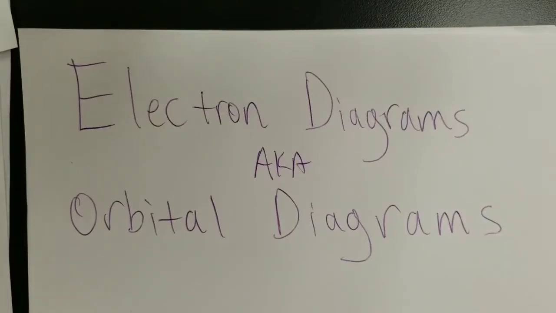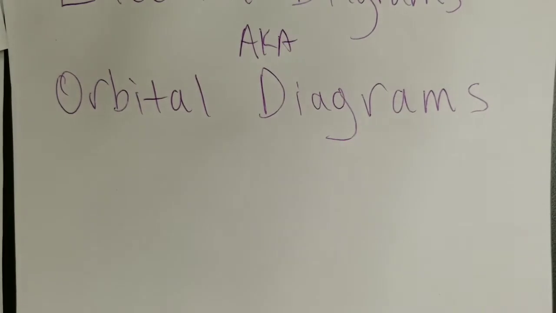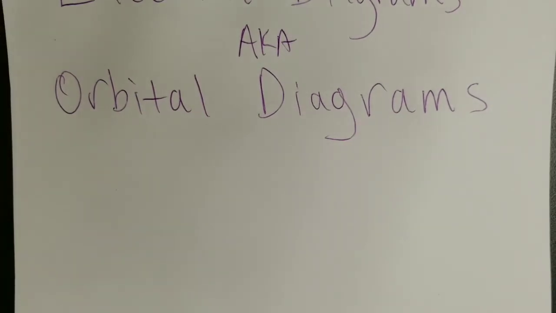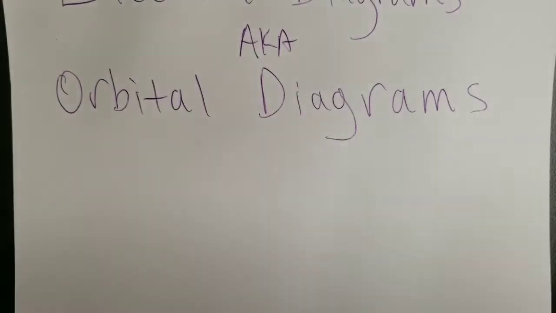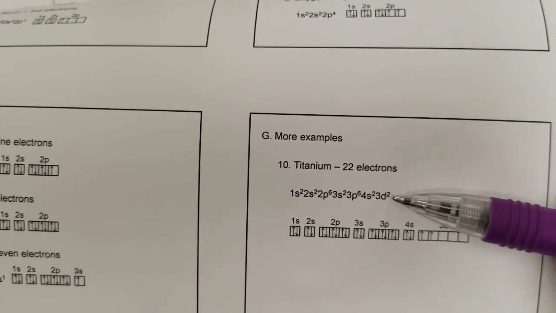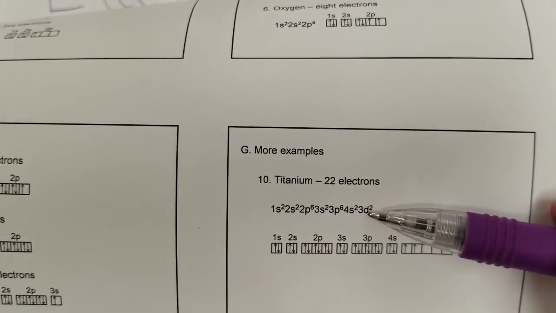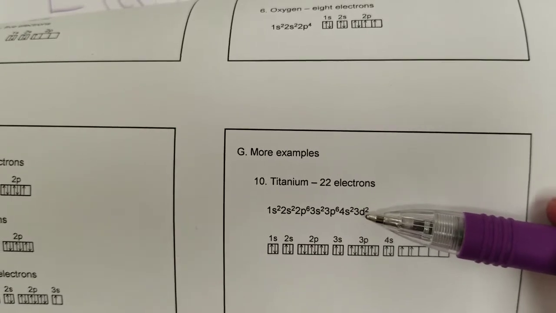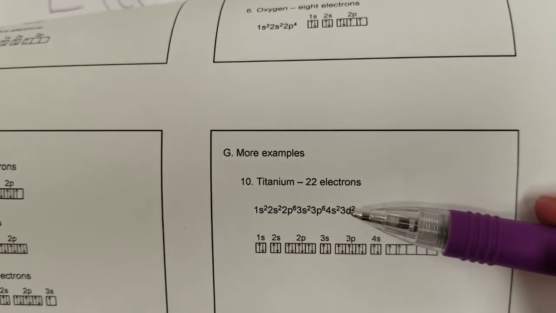All right, let's talk electron diagrams, aka orbital diagrams. So, first, what does that mean? Consider, for example, titanium. Here's its electron configuration. I'm assuming you, the viewer, have already figured out electron configurations. You should do that first before attempting orbital diagrams. This is the proper electron configuration, but it only contains some of the information.